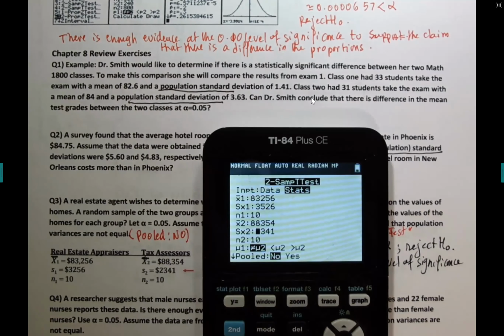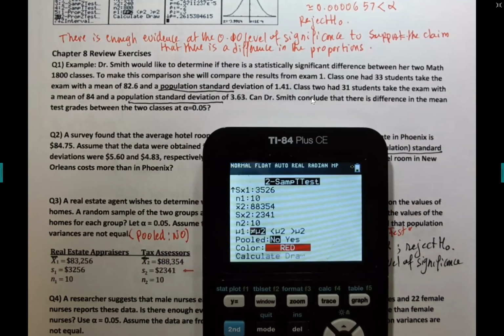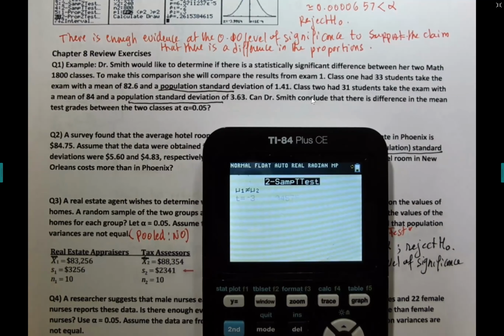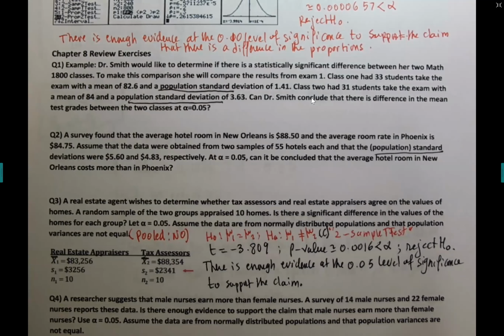2341 and 2 is 10. And did you choose pooled no or yes? Probably you did yes. No, I put no. Because that should be, look at my screen, they should match. So double check the work. And here you go. I get the same numbers again. Negative 3.809.